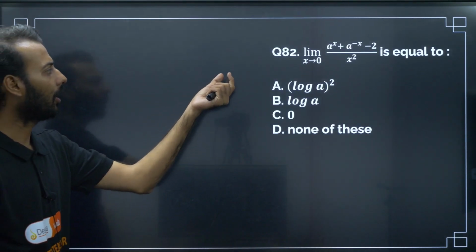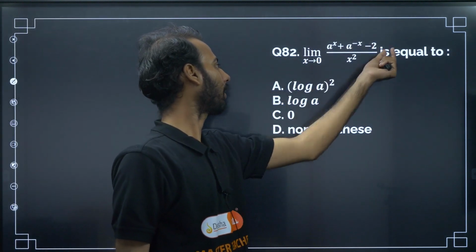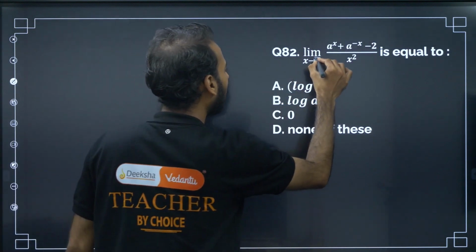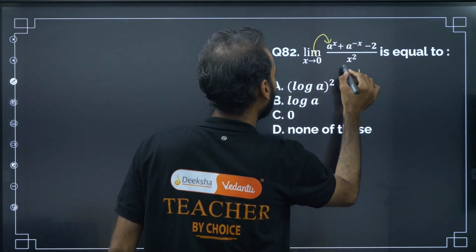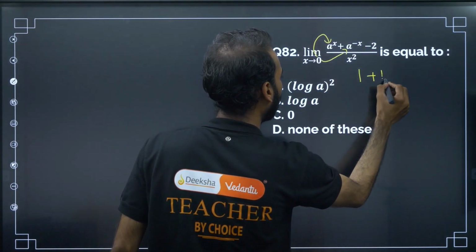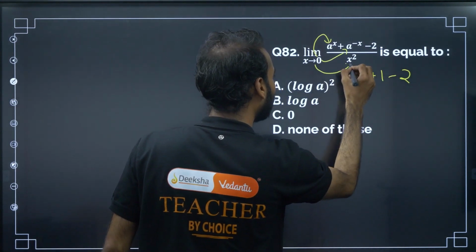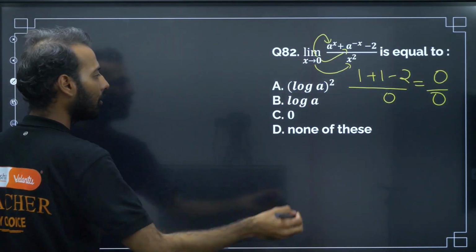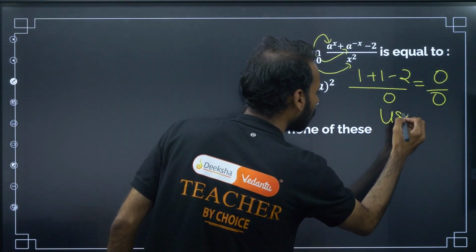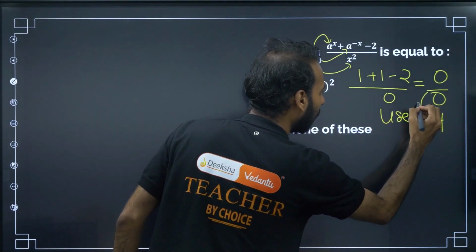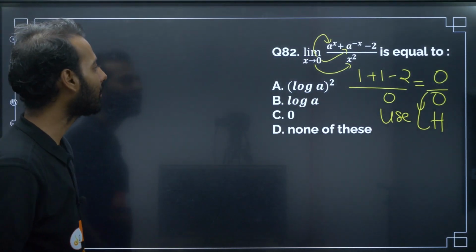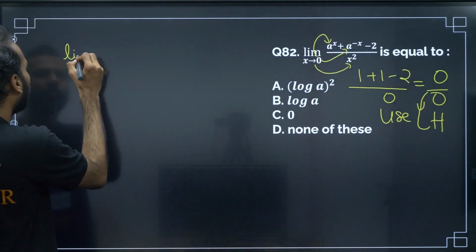Limit x tends to 0 of a raised to x plus a raised to minus x minus 2, divided by x square. They are asking for its value. If I place 0 here, 1 plus 1 minus 2, this becomes 0 in the numerator, and the denominator is 0. So this is 0 by 0. 0 by 0 means use the L'Hospital rule. Whenever 0 by 0 or infinity by infinity comes, use the L'Hospital rule. What is that? Differentiate the numerator, differentiate the denominator.